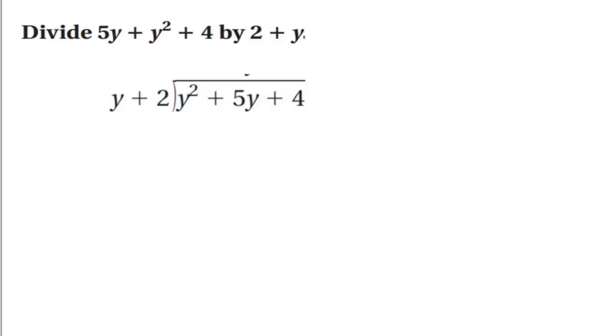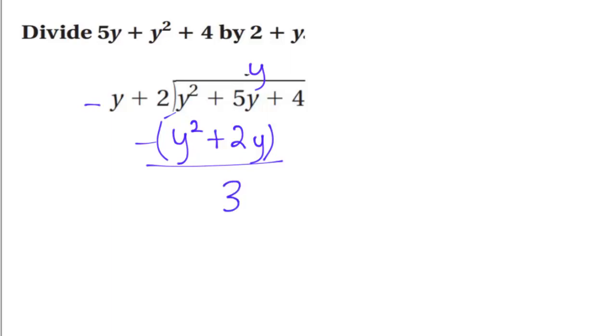What do we multiply y with to get y squared? That would be just plain old y. And then distribute. Y times y is y squared. Y times 2 is positive 2y. Parentheses before subtracting. Y squared minus y squared is 0. 5y minus 2y leaves you with 3y. I still have enough room to bring another term down to make a binomial and continue dividing.